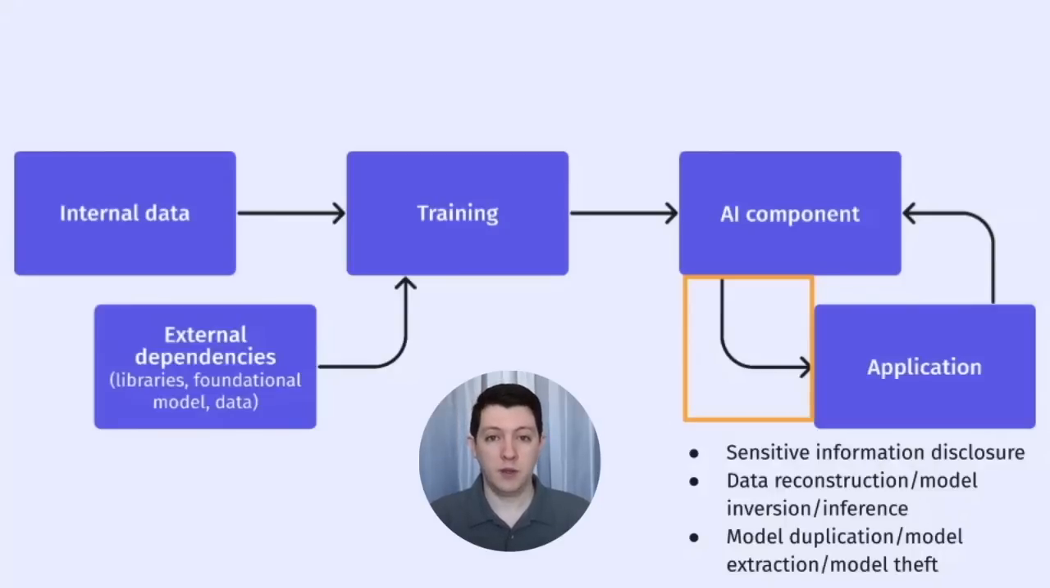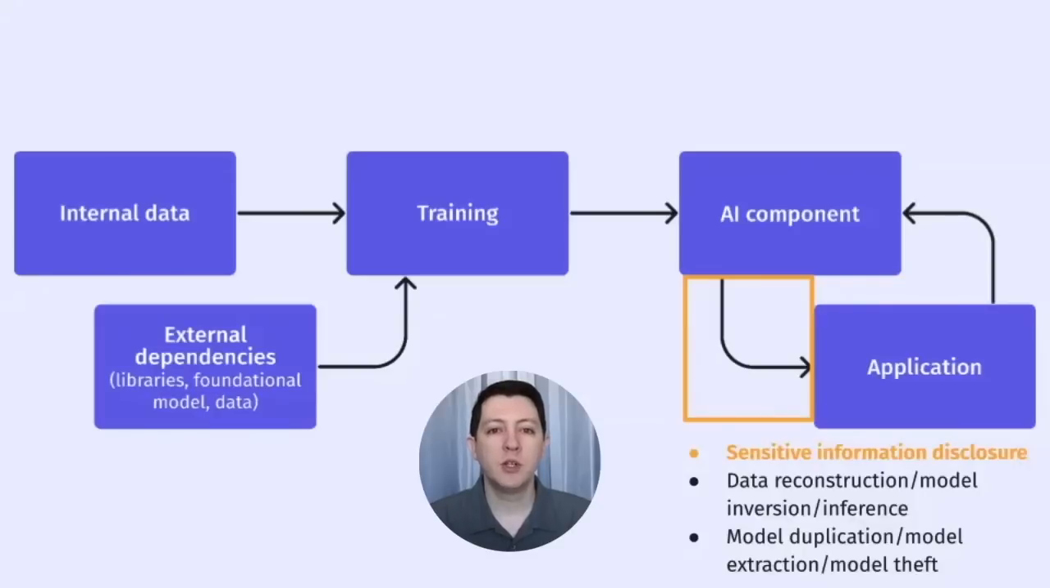Now, certainly, things like hallucinations or ungrounded output or toxicity or bias are bad, but they're not exactly in scope for the security conversation. I'm going to look at a few different things instead. We're going to look at sensitive information disclosure, data reconstruction, also known as model inversion or inference, and model duplication, model extraction, and model theft.